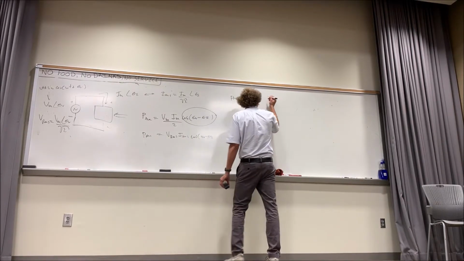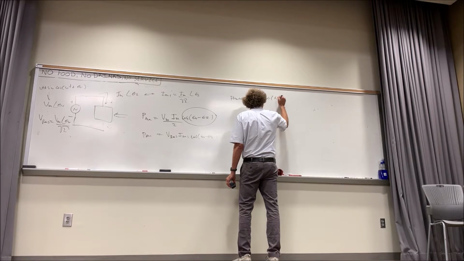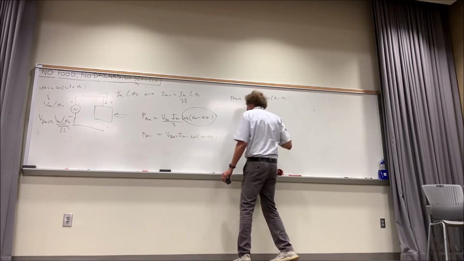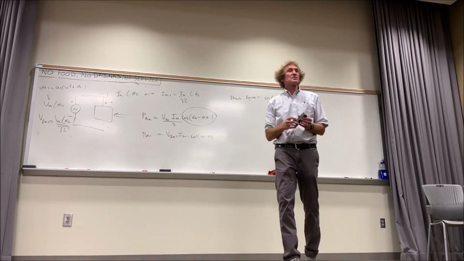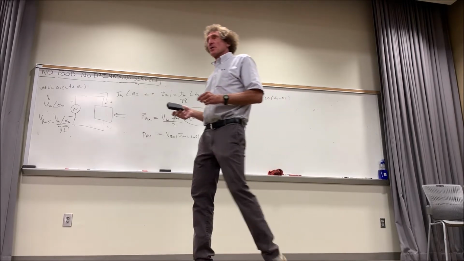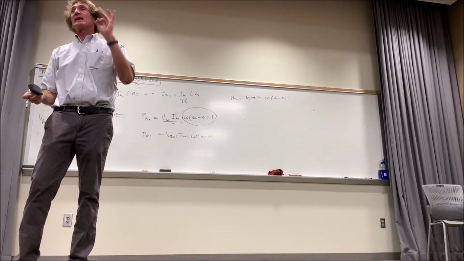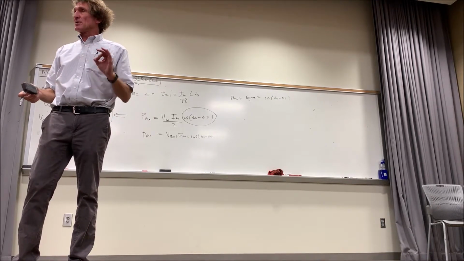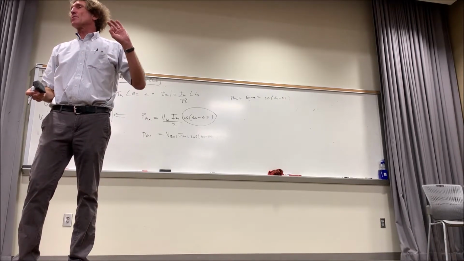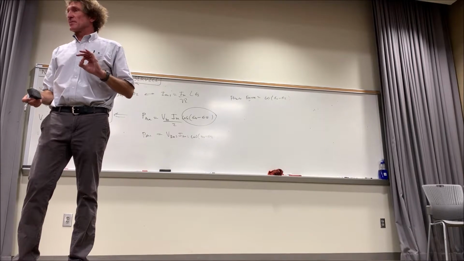The power factor is equal to the cosine of theta V minus theta I. It's the relationship of the angular difference between the voltage and current. If it's a resistor, the difference between theta V and theta I is 0. They are in phase, there's no difference. If it's an inductor or a capacitor, there's a 90-degree difference.